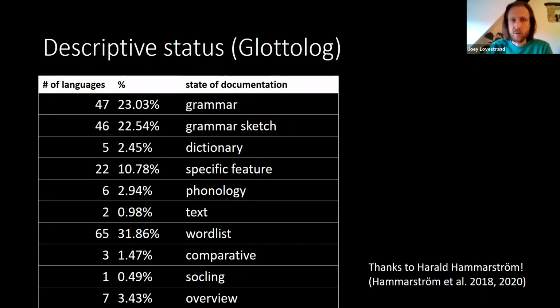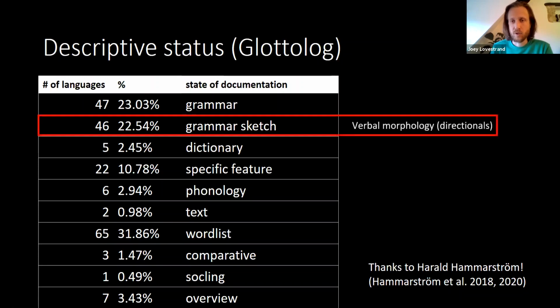These are the numbers from Glottolog for the descriptive status of all the different Chadic languages. So specifically, we see that at the level of having at least a grammar sketch, there's 22% of the languages that have a grammar sketch. And then an additional 23% have a full grammar. So about 45% of the languages are at that level of grammar sketch or grammar. This is relevant for the description of directions and associated motion, because directionality and subsequent motion are typically expressed through verbal morphology. So that information would be available for languages that may just have a grammar sketch.